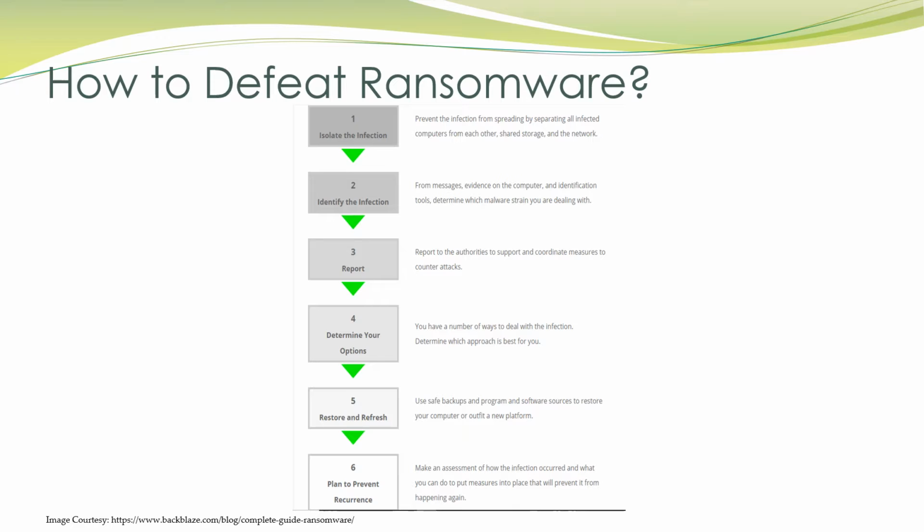Number 4, determine what our options are. Try to find out from the cybersecurity team what our options are and whether we have to follow what the ransomware asks us to do. Number 5, restore and refresh. If we do have backup data, definitely restore safe backups to the point where users are able to start working again. And number 6, plan to prevent such occurrences in future by assessing the type of infection, the cause of infection, and what measures can be put in place to prevent it from happening again.